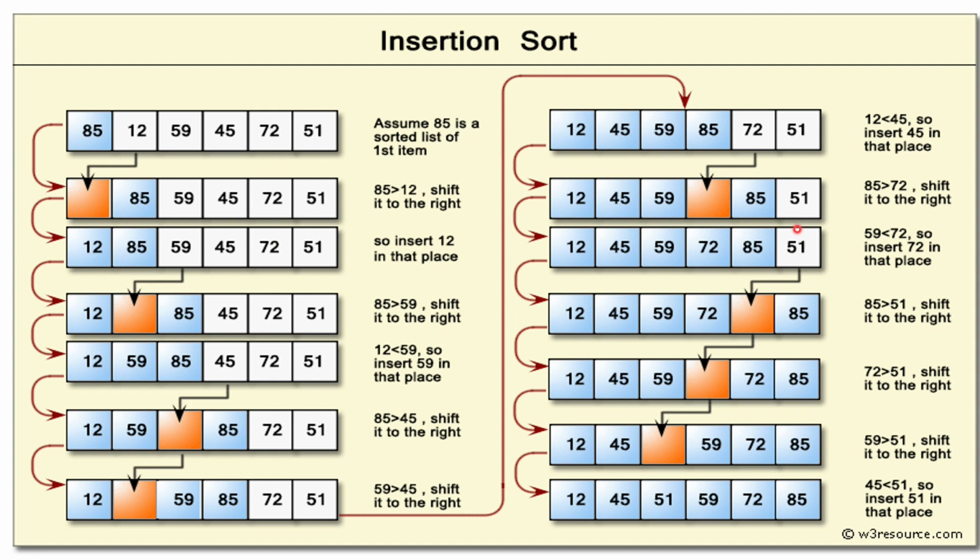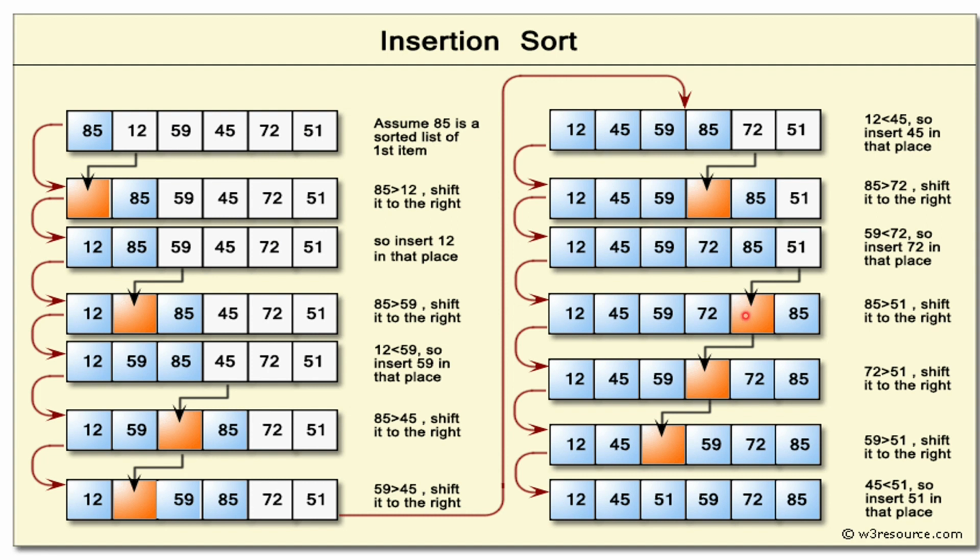Now we take the sixth index, that is 51. We know that the 51's before elements are 85, 72, 59, 45 and 12. We compare 51 with its before element. Its before element is 85, and we know that 85 is larger than 51, so we have to right shift the 85. When we right shift the 85, it comes to the last position, and the position where 85 was stored is now blank, and we can easily save the 51 at this position.